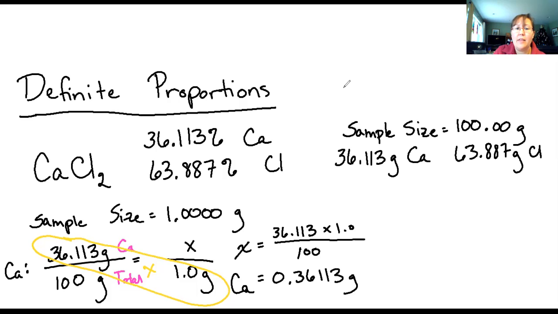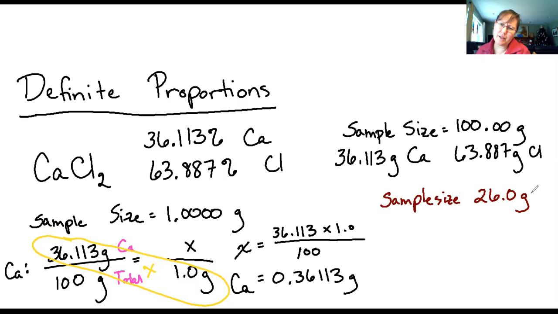I could do this proportion for anything as long as I have that percent. So let's say then that my sample size, I'll go ahead and do another one. Let's say that I have a sample size of 26 grams. And I want to know how much chlorine I have. Okay. Now I have a sample size of 26 grams. Well, now it's not so easy to do in our head. So we're going to set it up still. And here I want to know what the mass of my chlorine is.